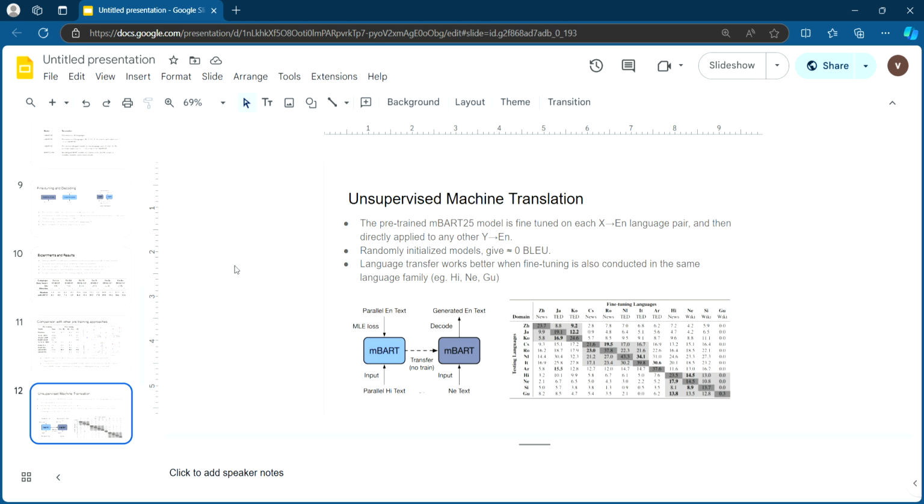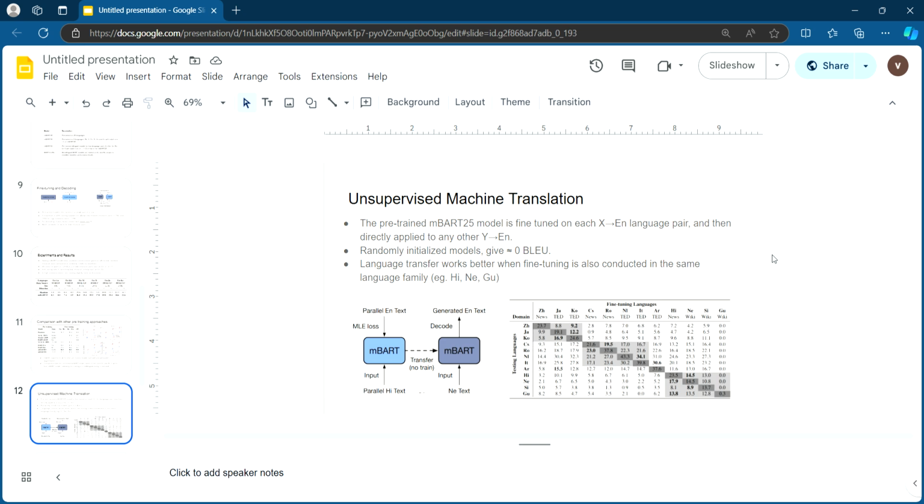Another important thing that they have showed is information transfer. Transfer learning was not possible before mBART. What they have showed is that if I can fine tune a model for a language pair X to English, where X is any language, let's say Romanian to English, then we can test it on some other language, let's say Japanese to English, and they are claiming that the results are very good.